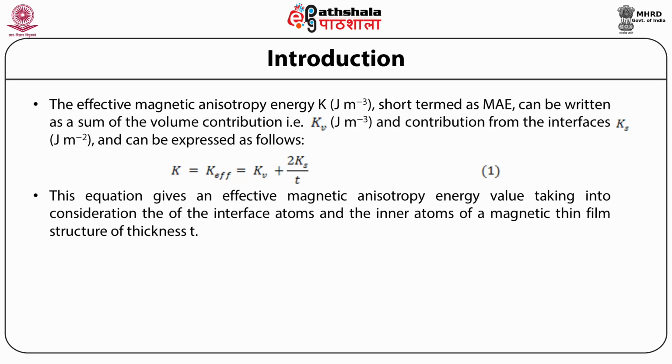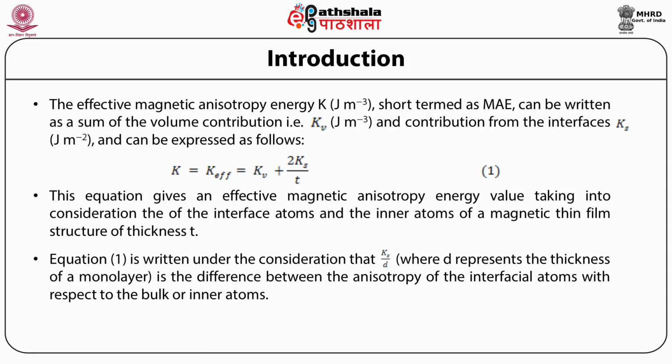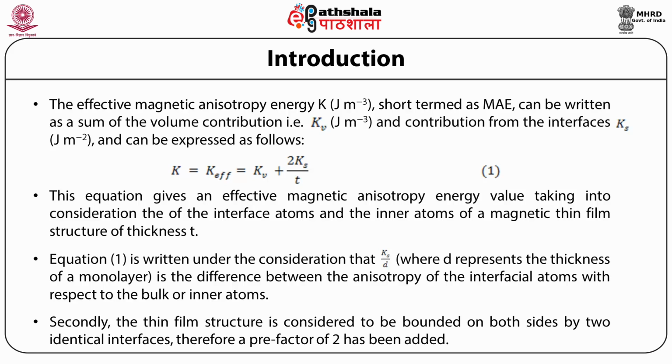This equation gives an effective magnetic anisotropy energy value taking into consideration the interface atoms and the inner atoms of a magnetic thin film structure of thickness t. The above equation is written under the consideration that Ks divided by d, where d represents the thickness of a monolayer, is the difference between the anisotropy of interfacial atoms with respect to bulk or inner atoms. Secondly, the thin film structure is considered to be bounded on both sides by two identical interfaces. Therefore, a prefactor of 2 has been added.